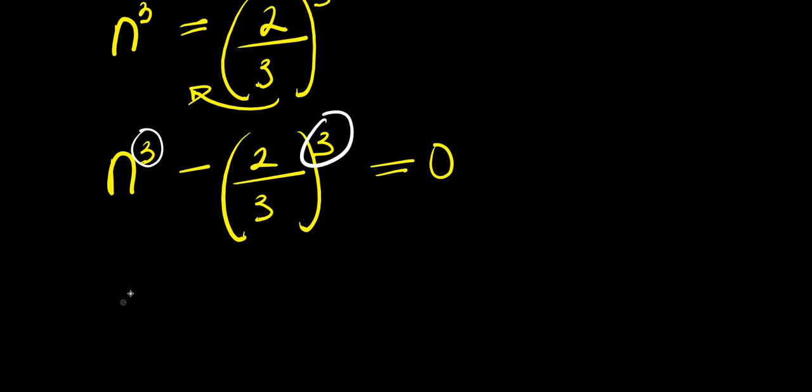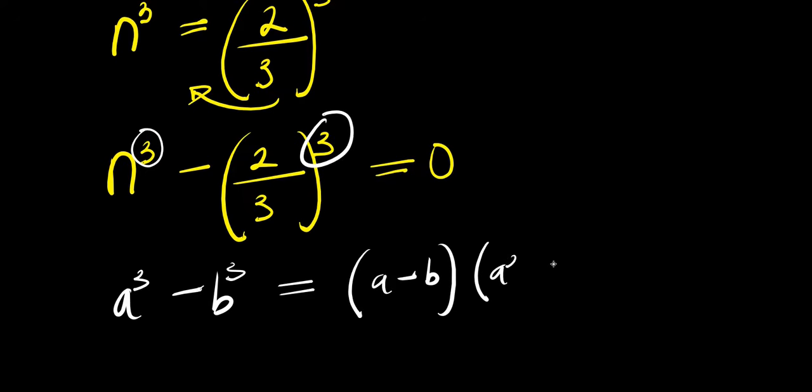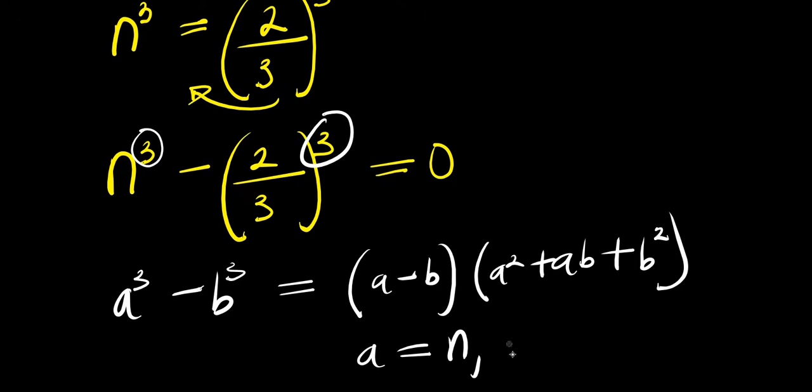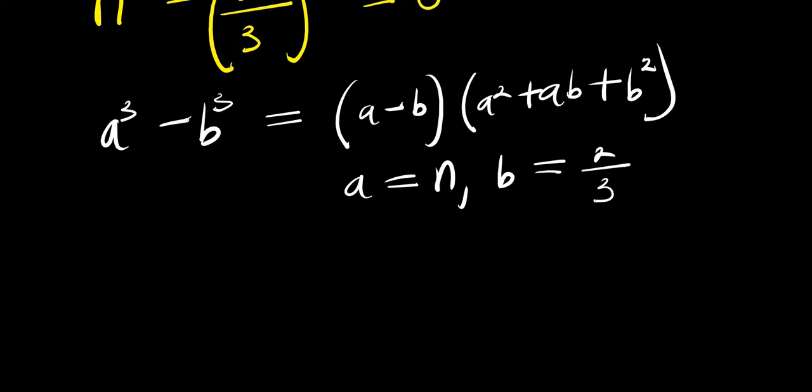Now, if you have a power 3 minus b power 3, this equals a minus b times a squared plus ab plus b power 2. So in this case, a equals n and b equals 2 divided by 3. So right now, we are going to insert this for a and b.